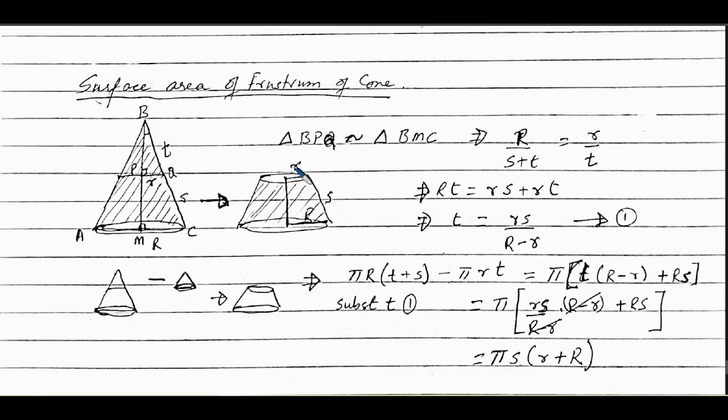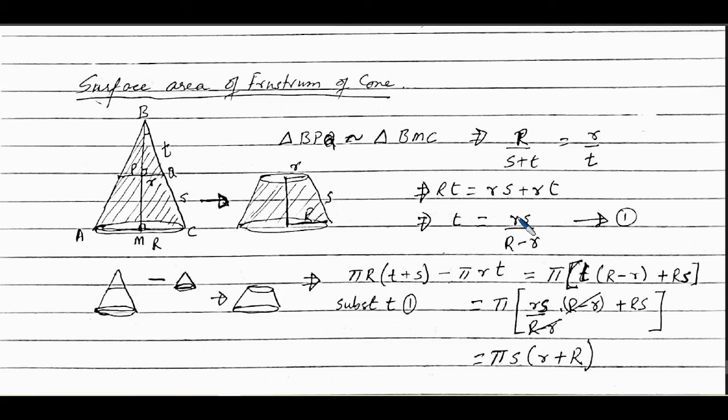So how do I derive this? I just take this projection of this cone as a triangle, and I say that triangle BPQ is similar to triangle BMC, which we have seen earlier in our triangle geometry class, and their ratios will be r divided by t plus s equal to R divided by t. It's the same thing. Now I don't want this t, so I want to remove this t because I have chopped it off. So I do cross multiplication, RT is equal to rS plus rT.